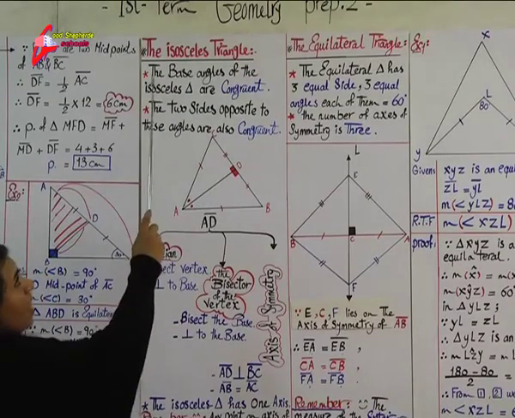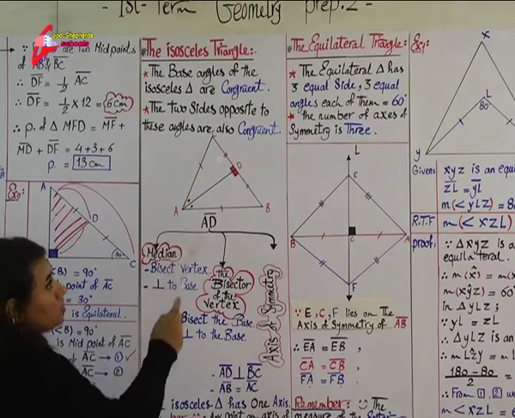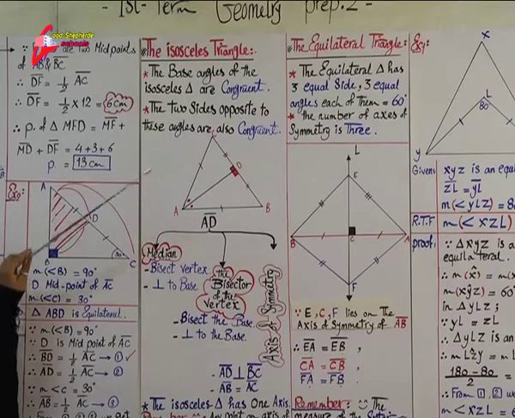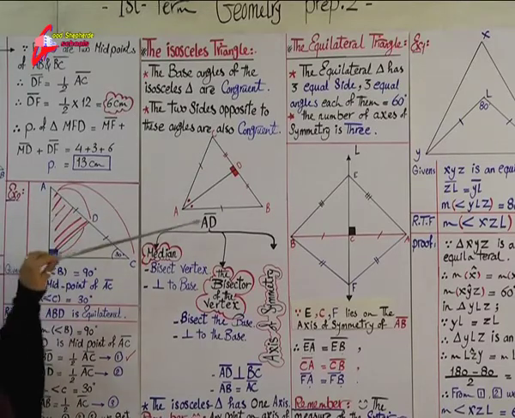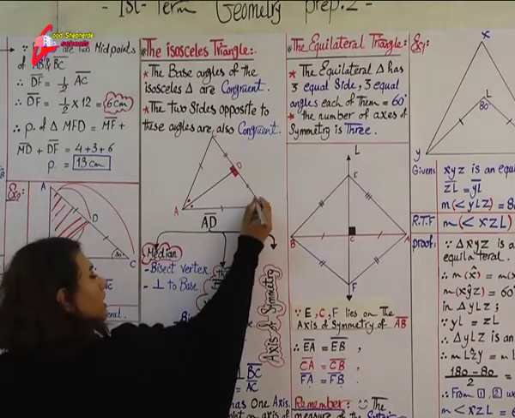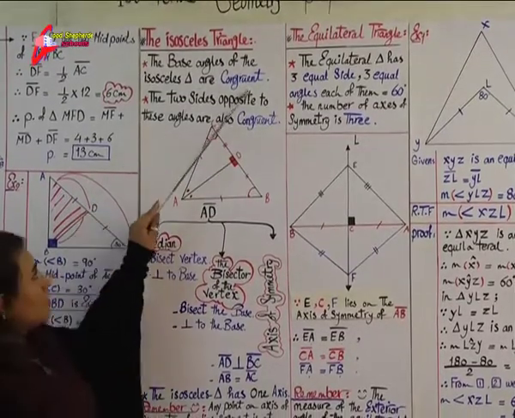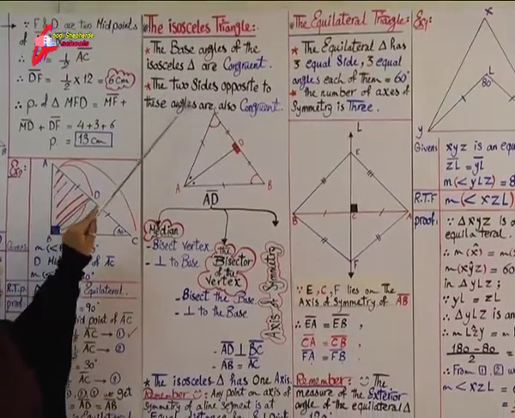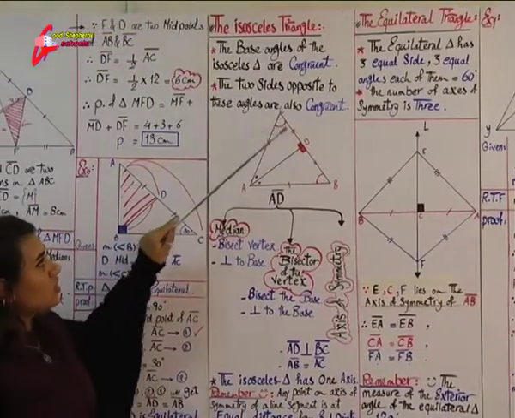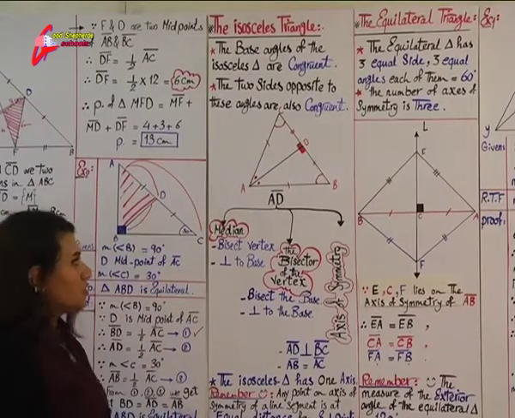If the base angles of the isosceles triangle are congruent, you get that the two legs are equal. And also the theorem says if the two sides are equal in length, then the two base angles will be equal, means the opposite angles, B and C, are congruent. The base angles are congruent. The two sides opposite to these angles are congruent also. Then the relation here between the sides and the base angles is the same.